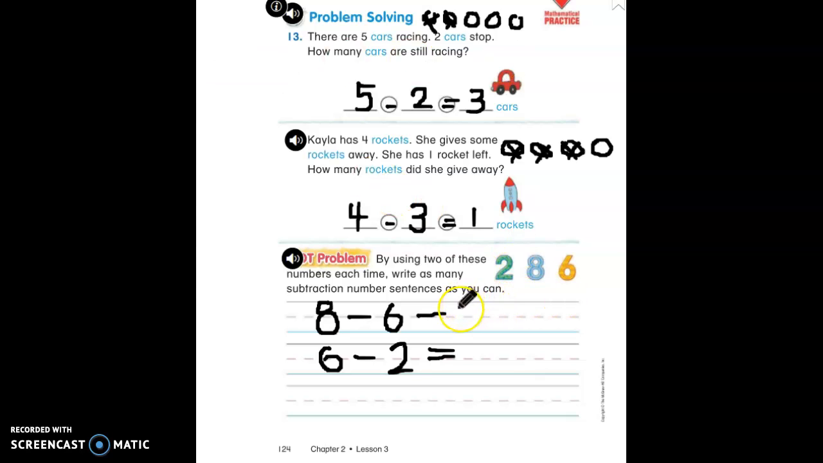All right, so here's my 2. And 6 take away 2. If we take 2 away from 6, we get 4. Now, what else could we do to subtract? By using 2 of these numbers each time, write as many subtraction number sentences as you can. Is there any that we're missing? We can only use 8 and we can only use 6, so I think we've got it.